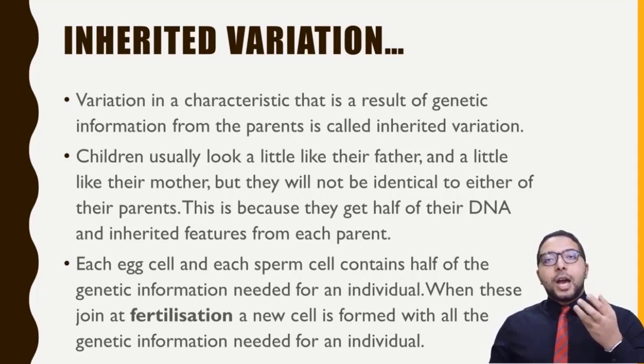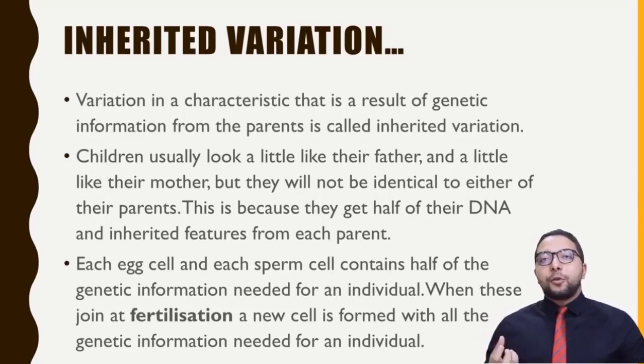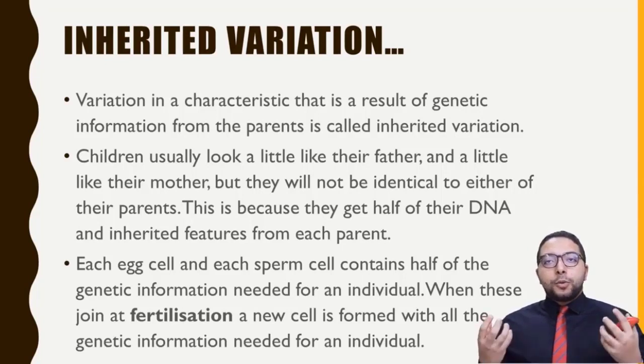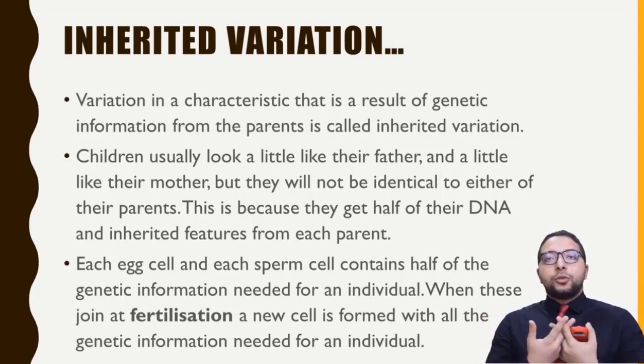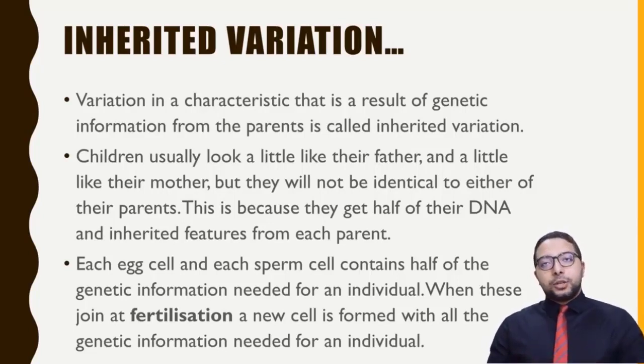The egg cell contains half of the DNA. On the other hand, from the father side, the baby takes the sperm cell, which has half of the genetic information for the baby. When both of them fuse together, join together in a process called fertilization, they develop the first cell of the baby. And that's the process of fertilization, and this is the core for the inherited variation.